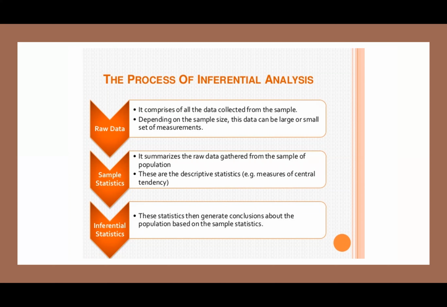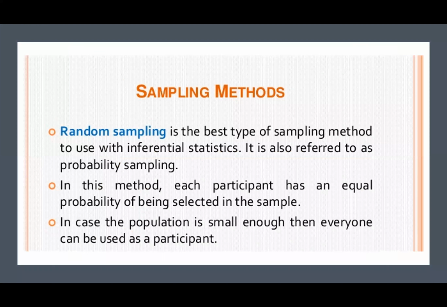Sampling methods. Random sampling is the best method of sampling methods to use for inferential statistics. It is also referred to as probability sampling. In this method, each participant has an equal probability of being selected in the sample. In case the population is small enough, then everyone can be used as a participant.